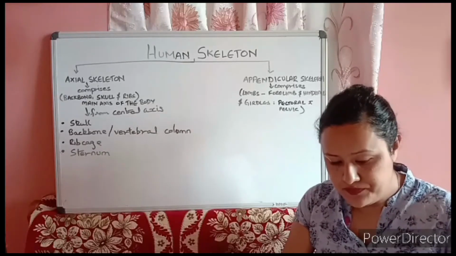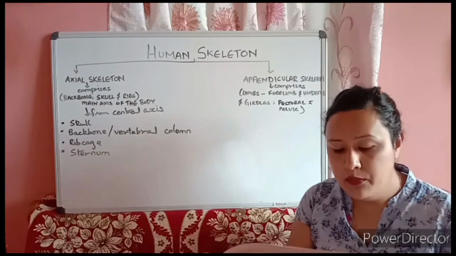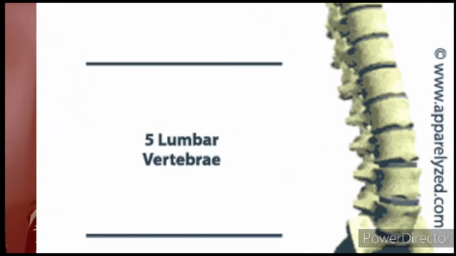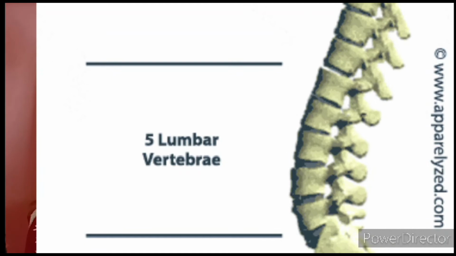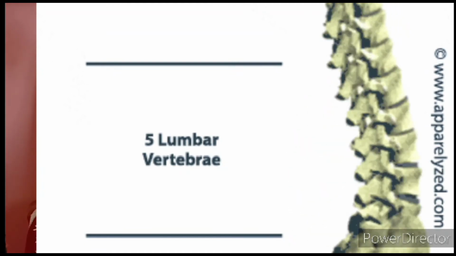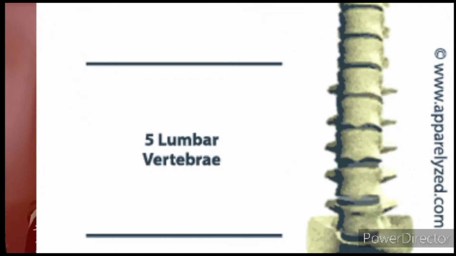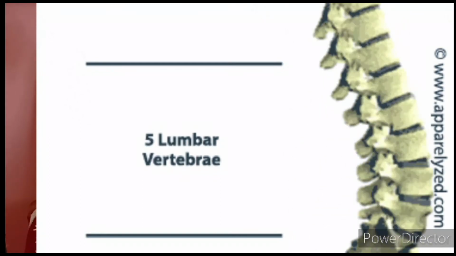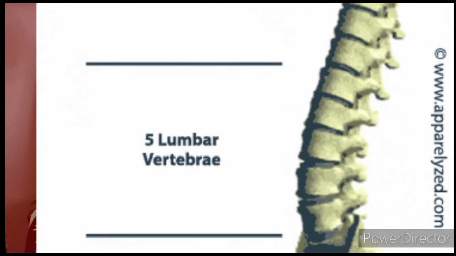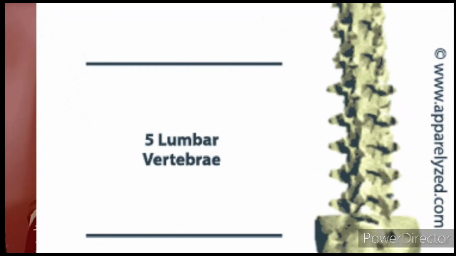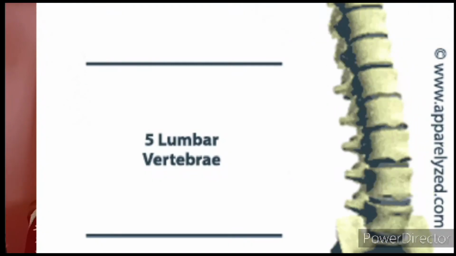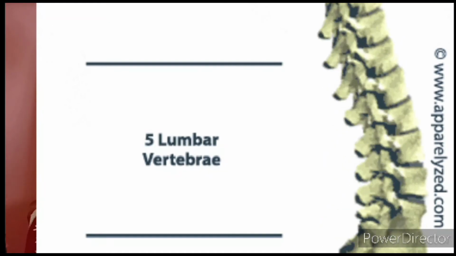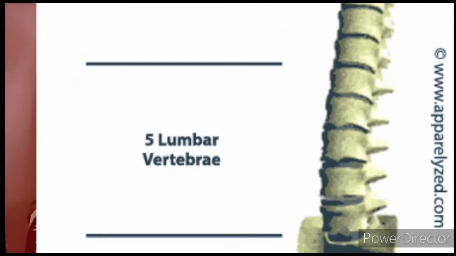The next region is your lumbar region. The bones there are known as lumbar vertebrae. There are 5 lumbar vertebrae and they are the longest and the strongest of all the vertebral column. They are attached to your back muscles and maintain the posture and flex the spine in movement. So it helps to maintain your body posture, and it facilitates movement in your body.